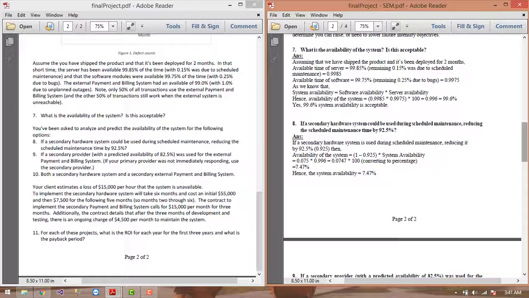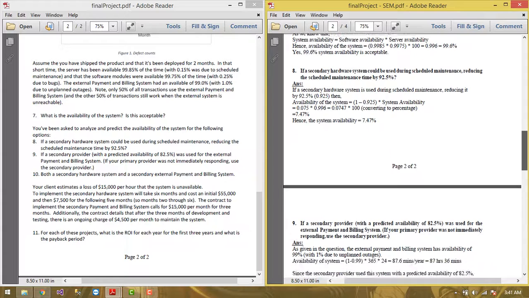So hence the availability of the system is equal to software availability, that is 0.9985, times server availability, that is 0.9975, times 100 for converting it to percentage. So that is 0.996, and it's 99.6%. So yes, the 99.6% system availability is acceptable.